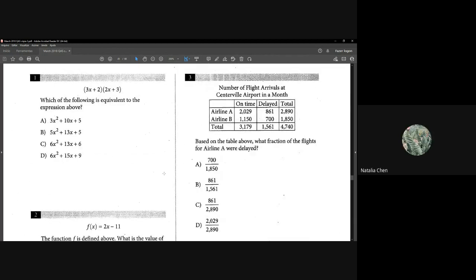Tô treinando o tempo. Based on the table above, what fraction of the flights for airline A were delayed? É a C. É sim.